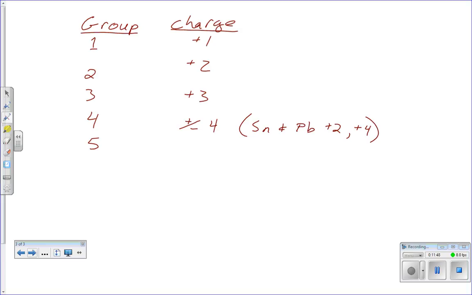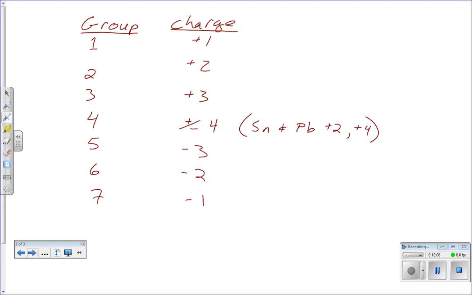Group 5, again, the magic number is 8, and when we have 5 valence electrons, we're more than halfway there, so they'll gain 3 and become negative 3. Group 6 is negative 2, because they'll gain 2. Group 7 have 7 valence electrons, they'll gain 1 and be negative 1s. Okay?